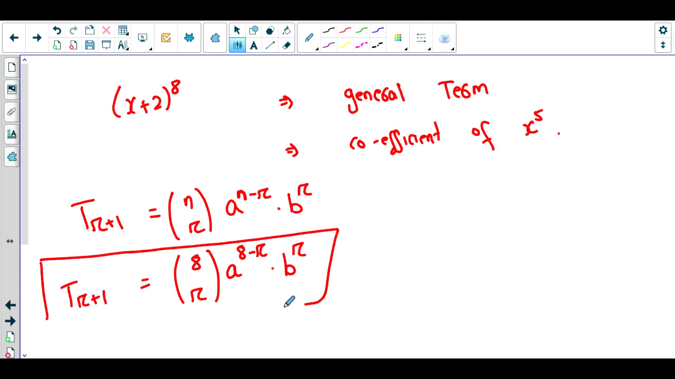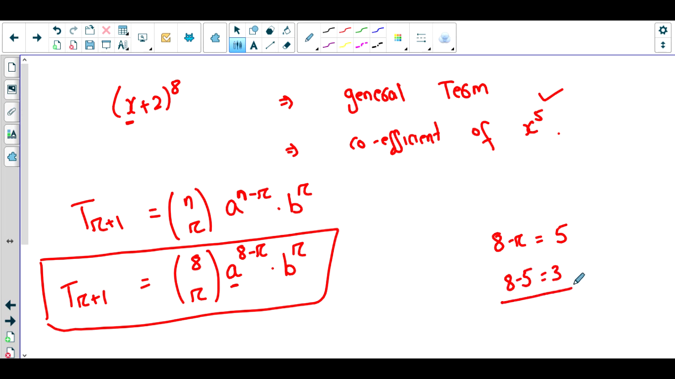Now if we ask you to find any term, you can do that. Here we are asking you to find the coefficient of x power 5. You have to make sure that the power of x is 5. So here x has power 8 minus r, and it should be 5. So it means 8 minus r should be equal to 5. So what will be the value of r? 8 minus 5 equals 3. So r will be 3.